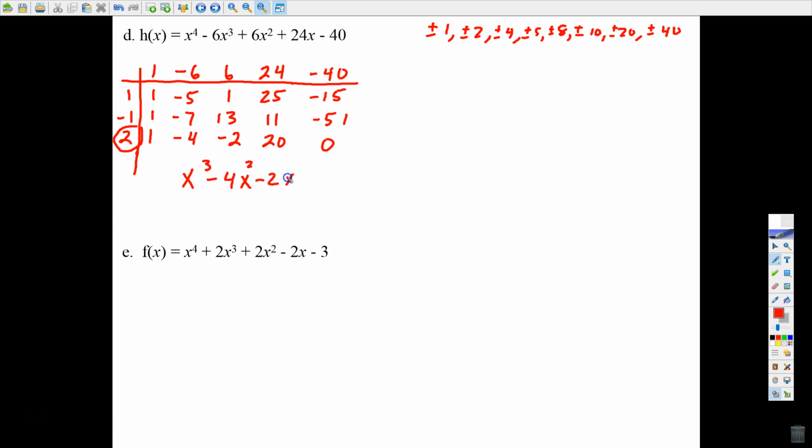Squared minus 2x plus 20 equals 0. All right, so now we're going to do this process again, but this time we're going to use the factors of 20. Okay, rational root theorem. Not quite as many. All right, and so we're going to go through this process again.